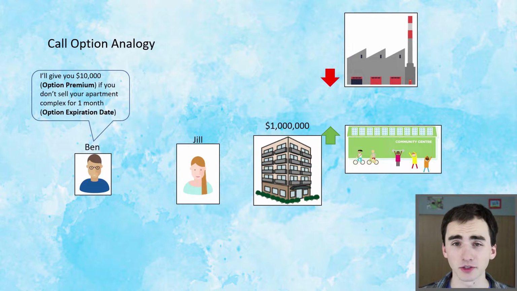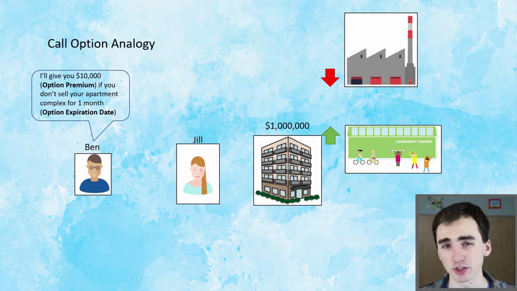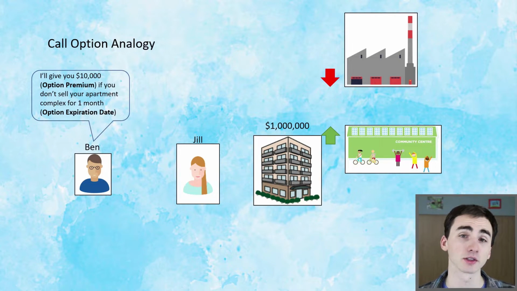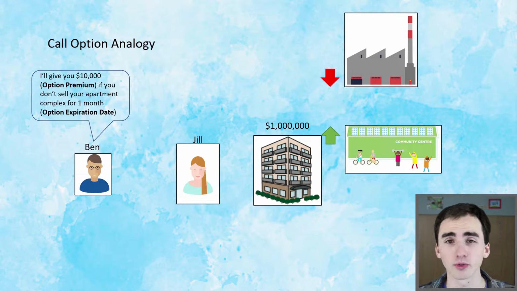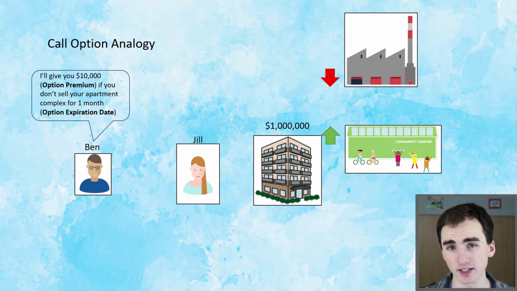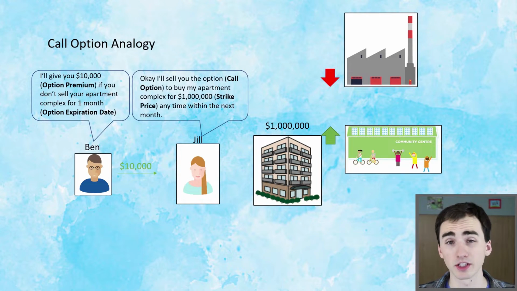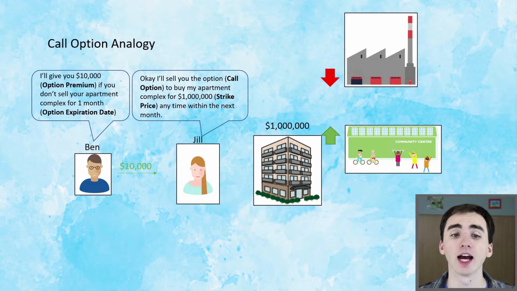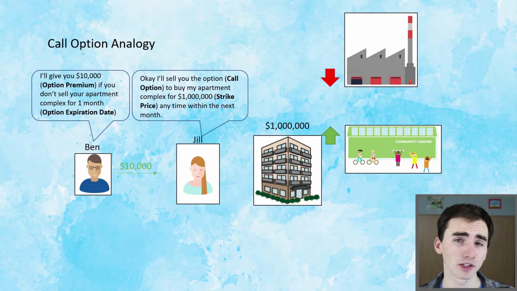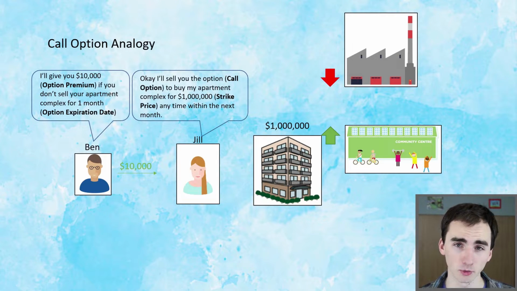And then Ben says, if you don't sell this within 1 month, which would be the expiration date of the option. So essentially Ben's wanting to buy a call from Jill for a month for her not to sell the apartment complex, and it's going to cost him $10,000. And so then Jill sells him the call saying, I will sell you the option to buy this apartment complex for $1 million, which is the strike price, or the price that he is allowed to buy it at any time within the next month until the option expiration date, for $10,000.